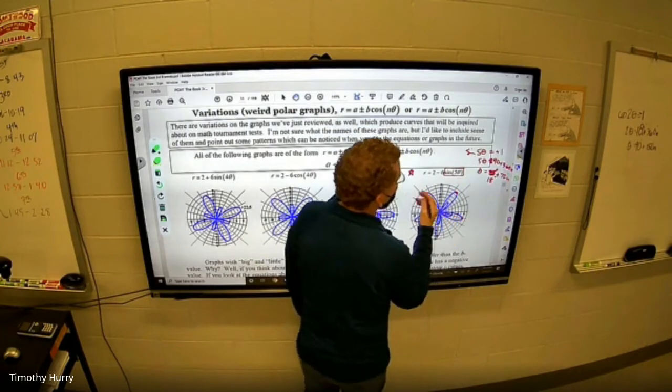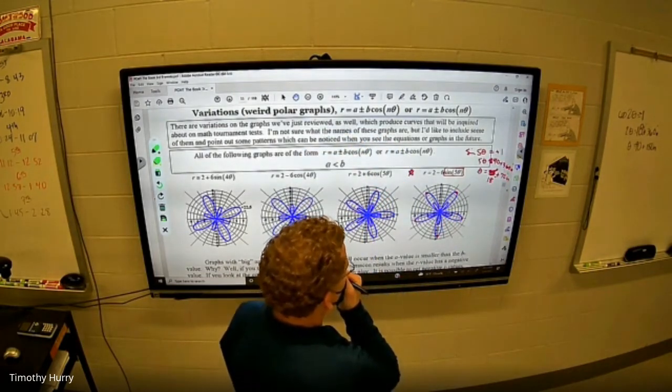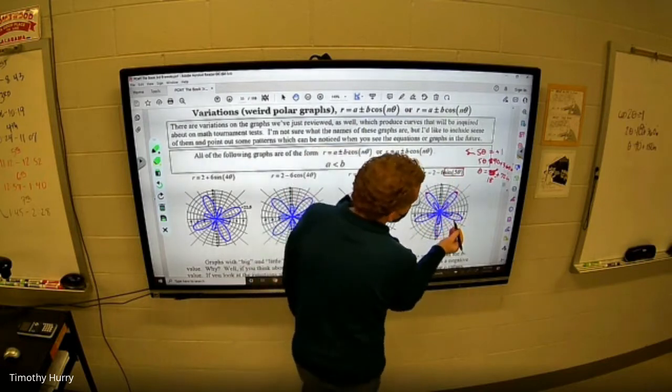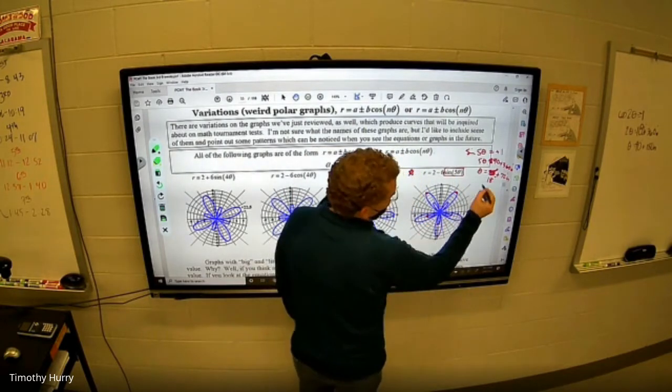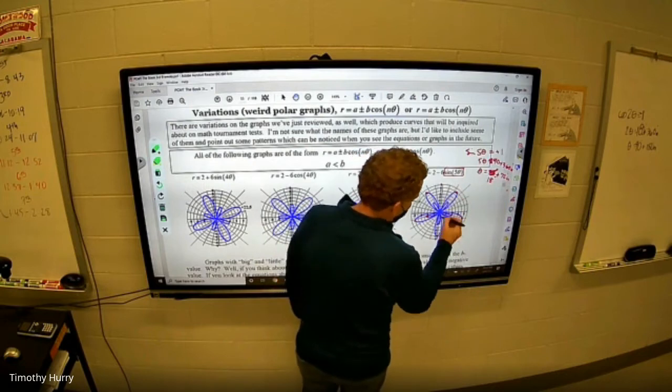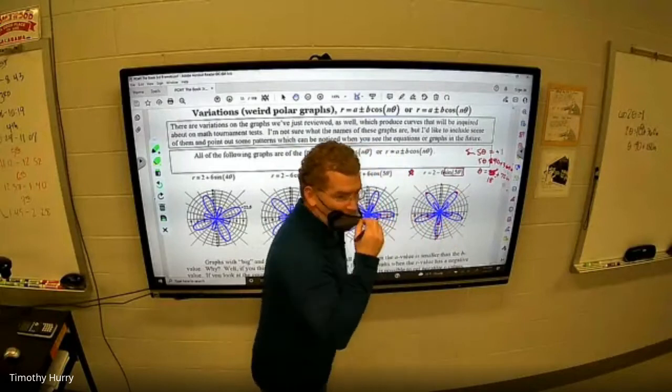About right there. I go what? Back. Weren't you supposed to go back on the other one? Yes, the R would be -4. So at 18 degrees, I go back -4. And then at 90 degrees, I go back -4. And then I go back -4. And I keep going back.